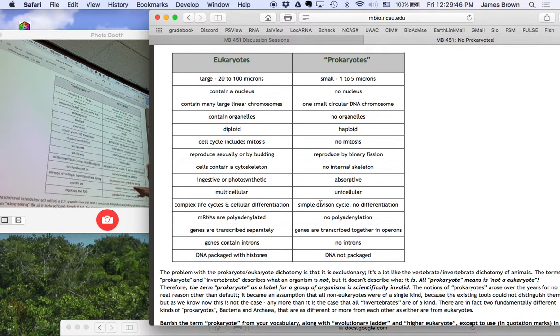Genes are transcribed separately. Did you know C. elegans, the worm, typically has polycistronic messenger RNAs, usually in pairs? Bacteria have operons. Sure they do, some of them. And some organisms, like E. coli, have very organized operons. But many, many bacteria have disorganized operons.